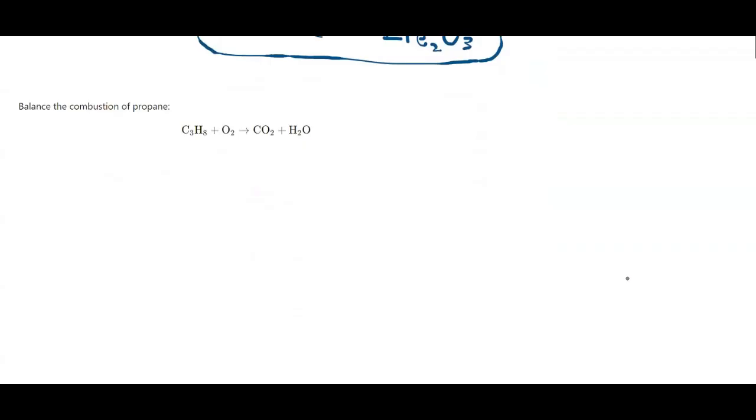Balance the combustion of the propane. So I'll go ahead and do the same thing. I'm going to go ahead and write the coefficients A, B, C, and D. And I like to write out my elements, carbon, hydrogen, and oxygen. So we have 3 carbons on the left side, and we have C carbons on the right side. So 3 is equal to C.